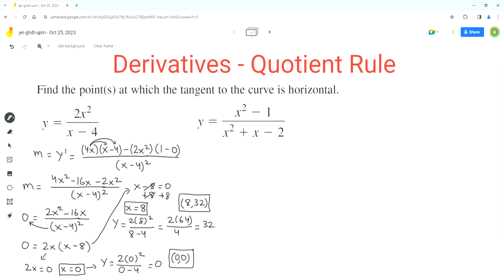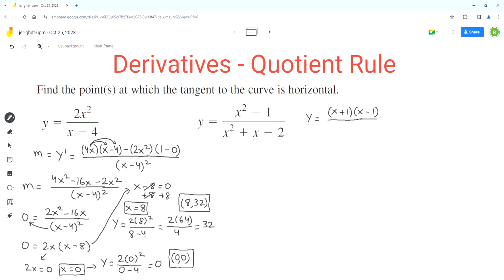Now we can analyze the second function. Now this second function can be simplified before we find its derivative. We can factor the numerator and the denominator. In the numerator, we can factor the expression using difference of squares. So it's basically x squared minus 1 squared, which can be simplified to x plus 1 times x minus 1.